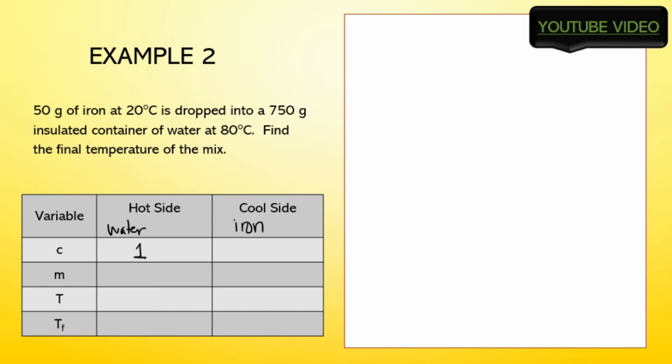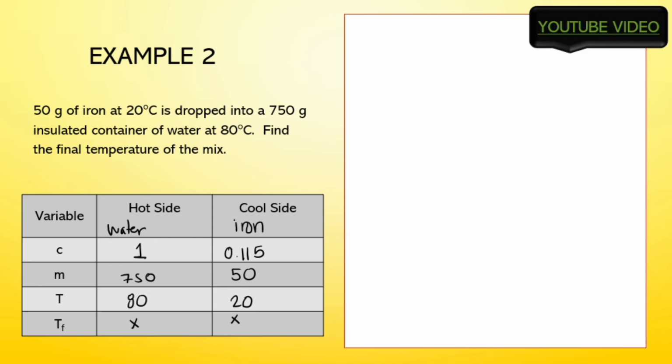Specific heat of water, if you're using grams, will be 1. Iron is the same as last time, 0.115. Mass of water is 750. So make sure everything goes in the right place. Mass of iron is 50. Original temperature of the iron is 20. Original temperature of the water is 80. And we're going to solve for the final temperature.